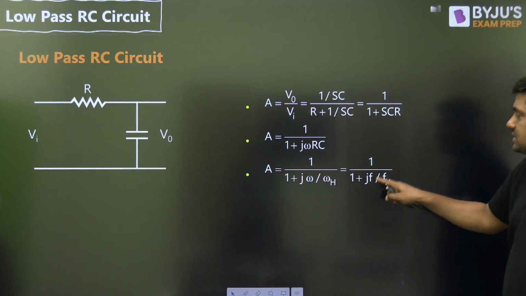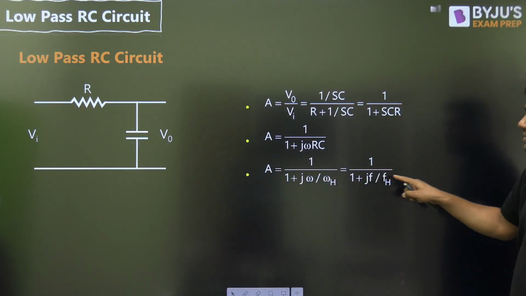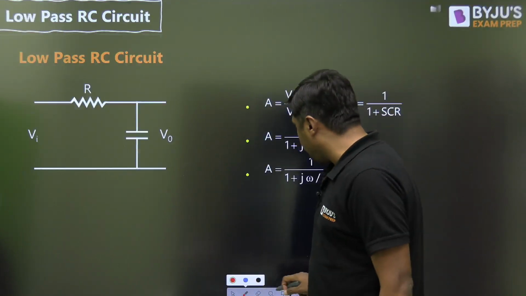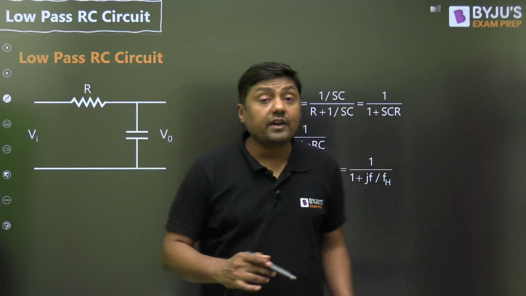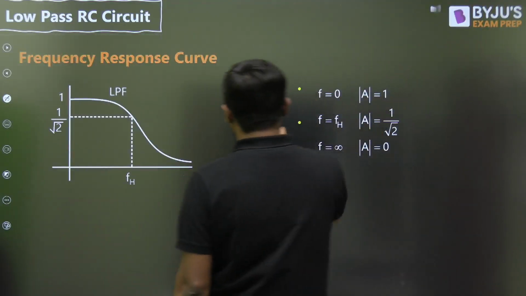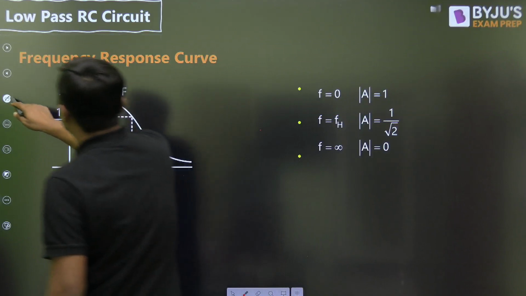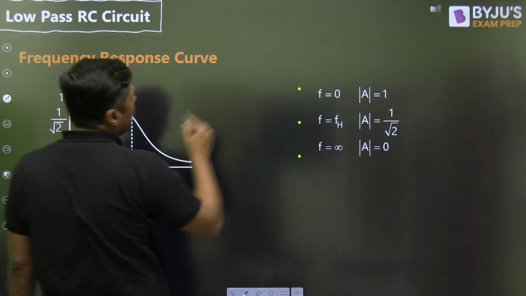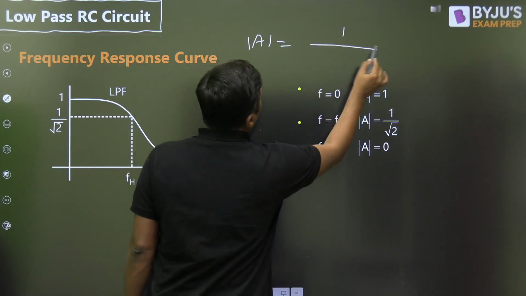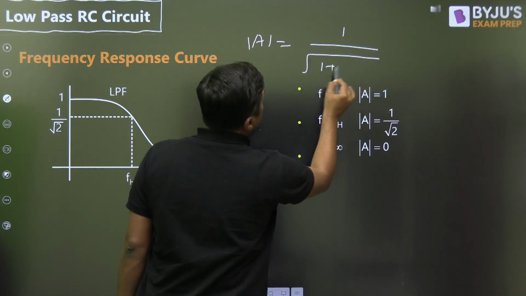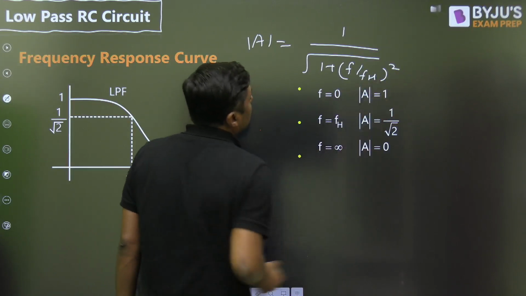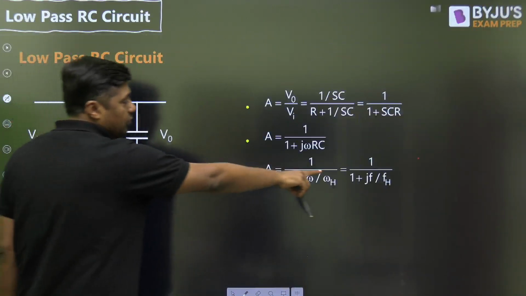2 pi cancel, this will become 1 upon 1 plus j f by fh. Then if you want to find the magnitude of this gain, you can find the magnitude also. I am giving you the formula for the magnitude, guys. Now watch this. Then what will be the magnitude of the gain? It will become 1 upon root over 1 plus f by fh the whole square. This is the magnitude, right?